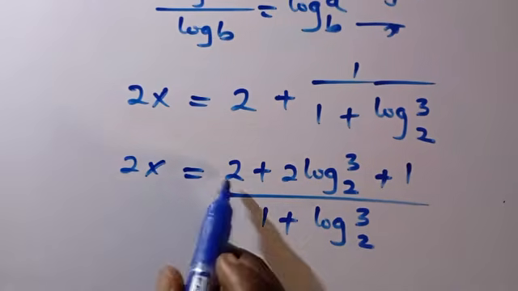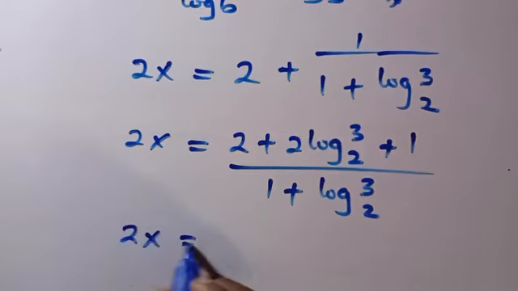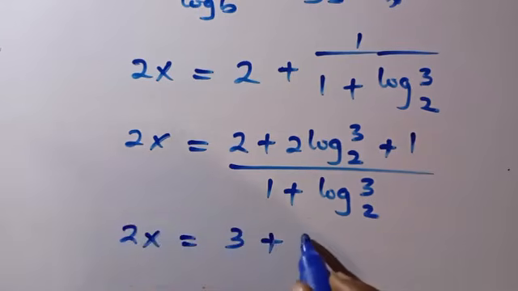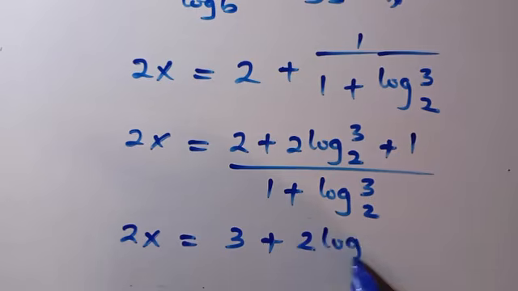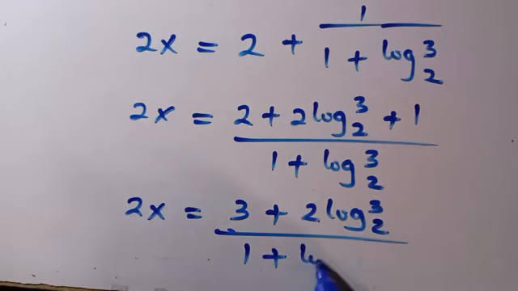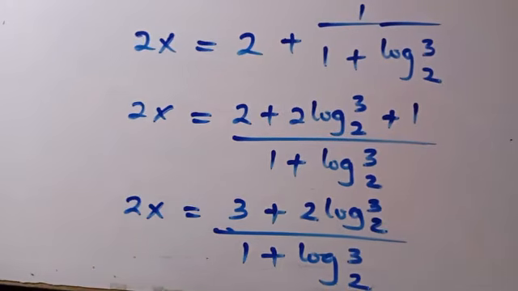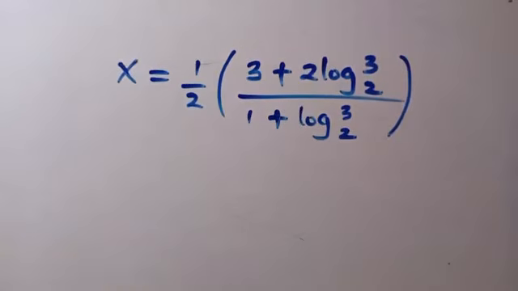Then 2 plus 1 gives us 3. So we have 2x equals 3 plus 2 log 3 base 2, divided by 1 plus log 3 base 2. And by dividing both sides by 2 here, we are going to have the final answer.